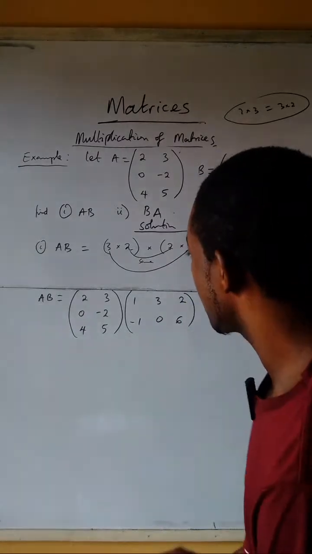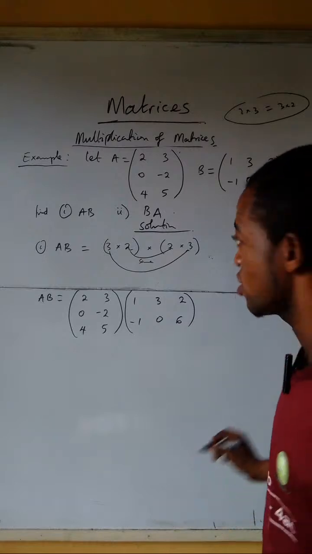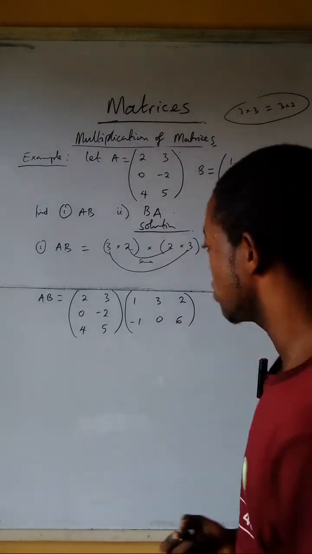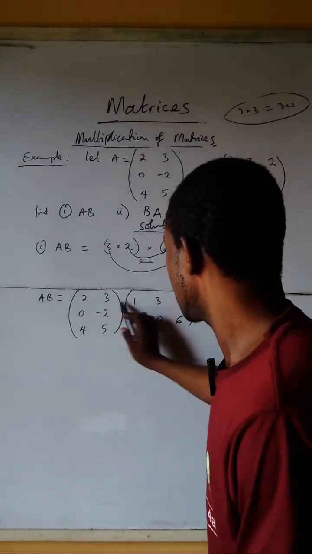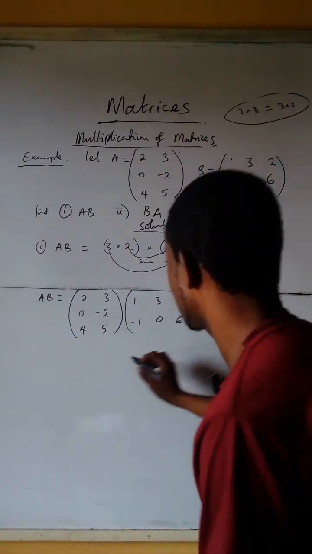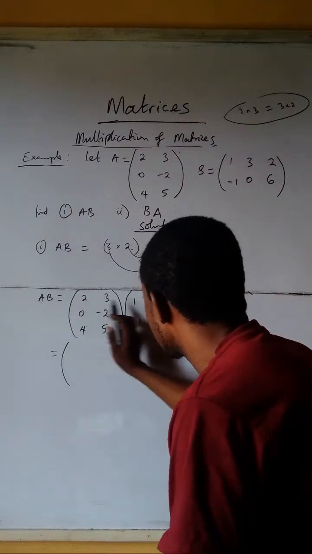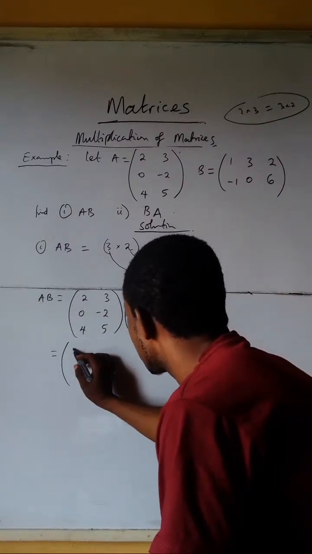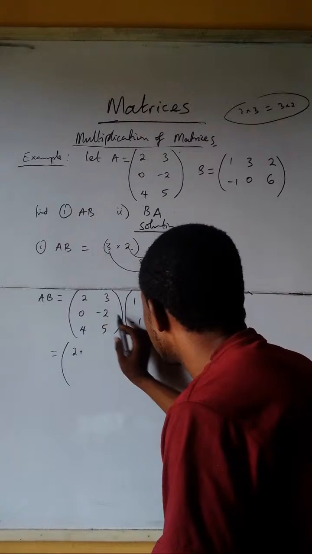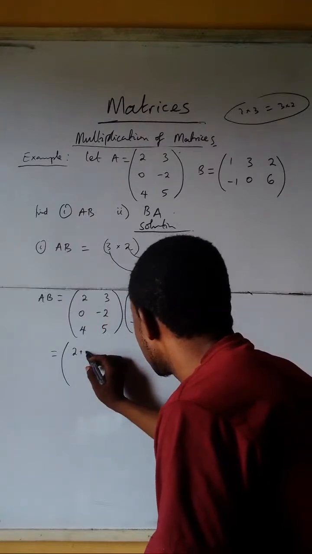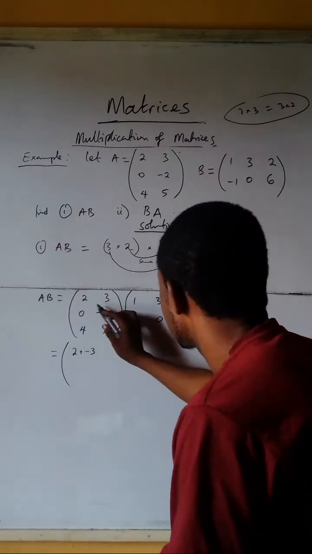Now, we multiply just as we did in the general way of doing it. So the first row here, we take care of these 3 columns first. Now, which implies here, we are going to have 2 times 1. That's 2, then plus 3 times minus 1. That's minus 3. We are done with this.